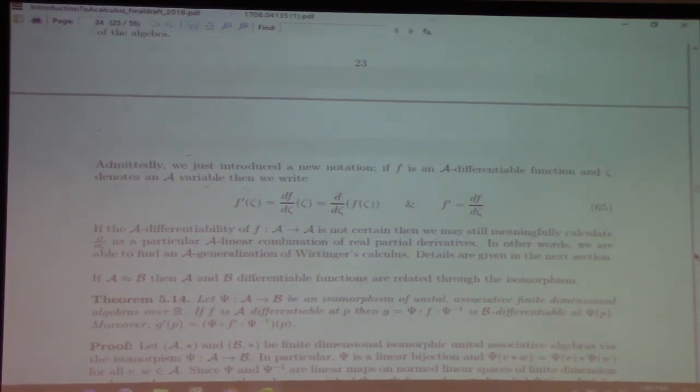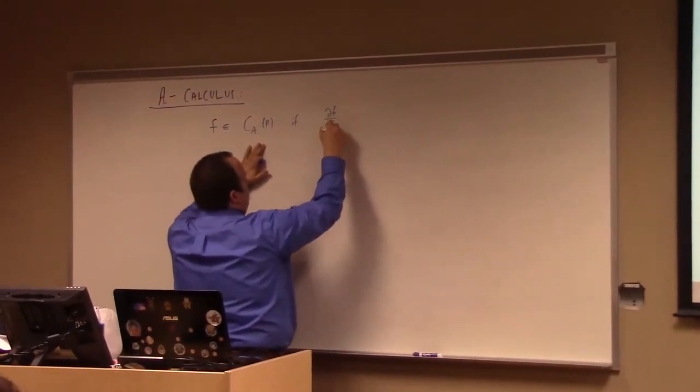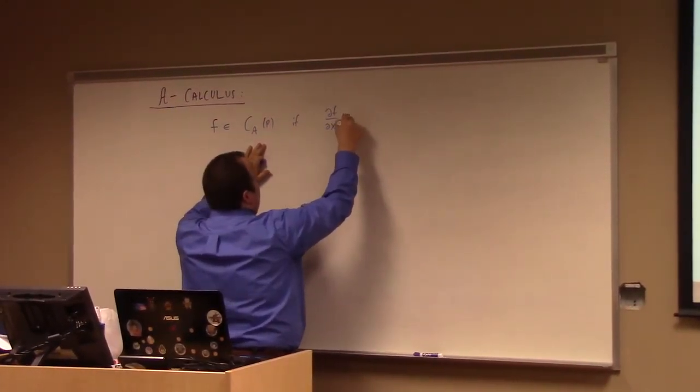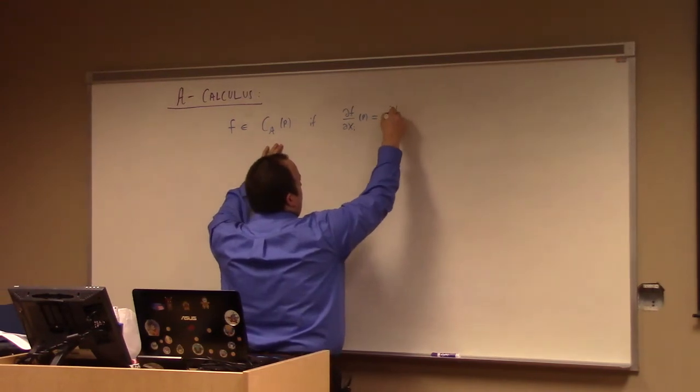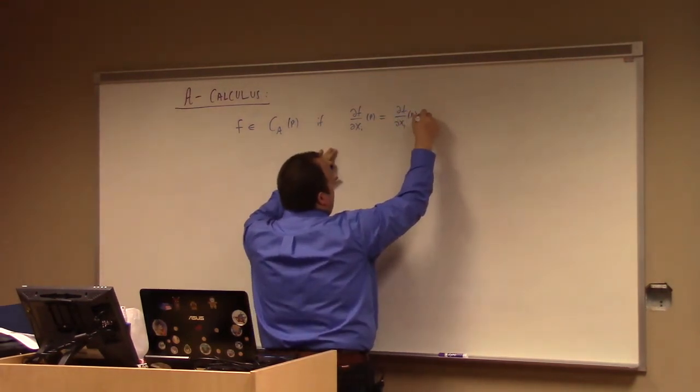Now, let's take a step back. Let's talk more about the Cauchy-Riemann equations, right? So I've said to you guys that f is an element of CA P if we have partial f, partial xi at P is what? It's partial f, partial x1 at P times EI.